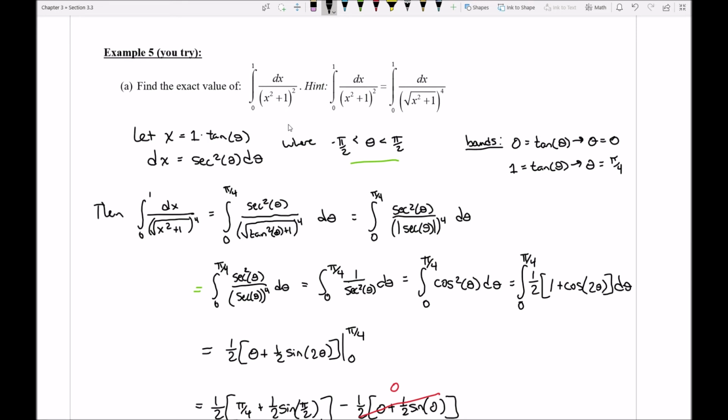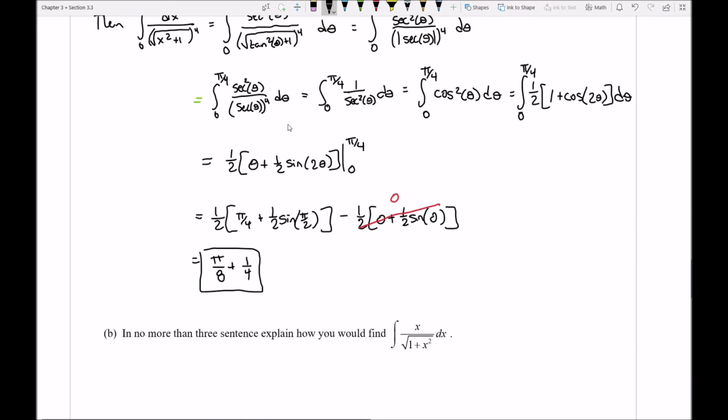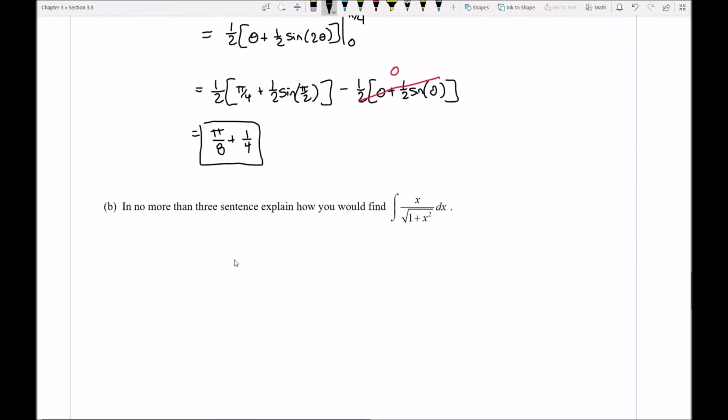Now I'm also going to ask you to take a look here at part B to see if you can answer this one as well. I don't want you to evaluate this integral, but just to explain how you might approach it. What technique would you use? Hit pause again, take a couple minutes, and see if you can think about it.